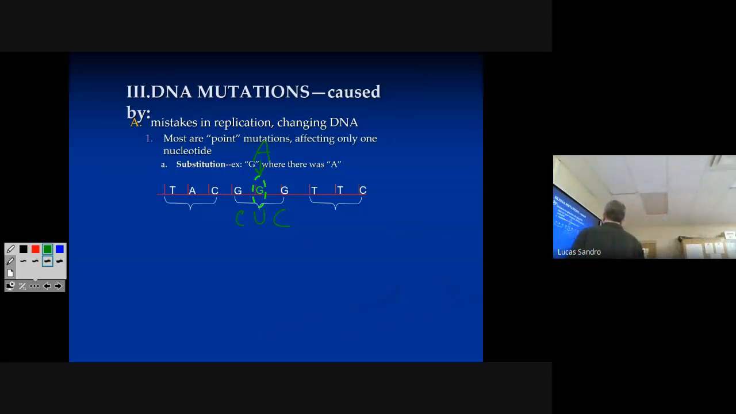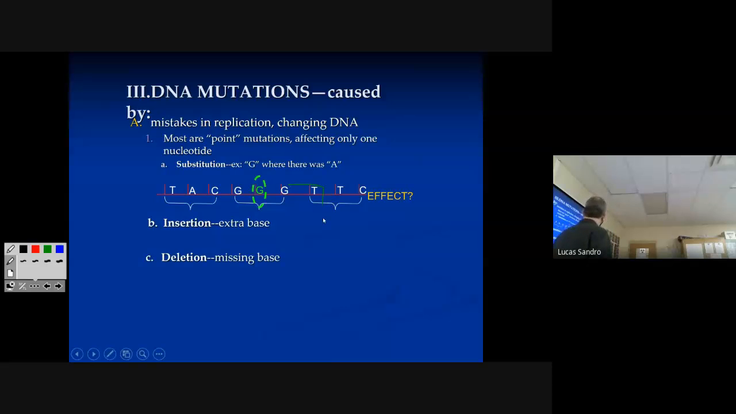So it was leucine, and now it's proline. Good. Did the other 2 change? Yeah, doesn't touch those. There's still methionine here and lysine here. Great. The other 2 kinds of point mutations are pretty easy to remember: insertion and deletion, which is what it sounds like.